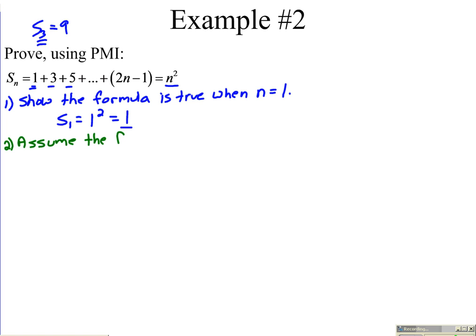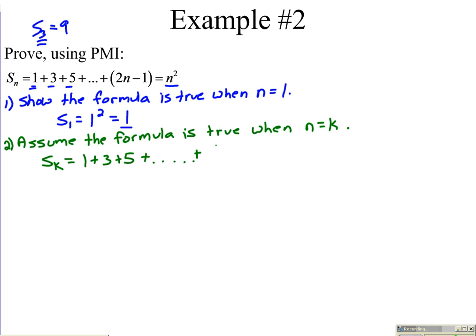Step 2, assume the formula is true when n equals k. So we have the same formula, but now n is equal to k. So the sum of the first k terms, 1 plus 3 plus 5 plus 2k minus 1 equals k squared. There's all of step 2. So there's 4 points. 1 point in step 1 for telling what you're going to do, 1 point for showing what you're going to do. Step 2, 1 point for telling what you're going to do, 2nd point for showing what you're going to do.